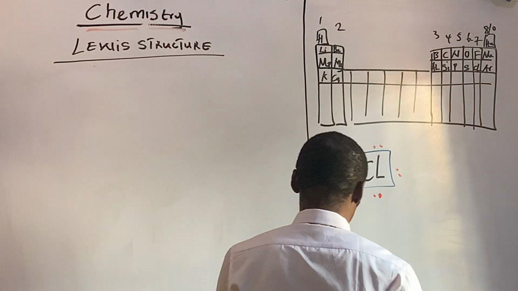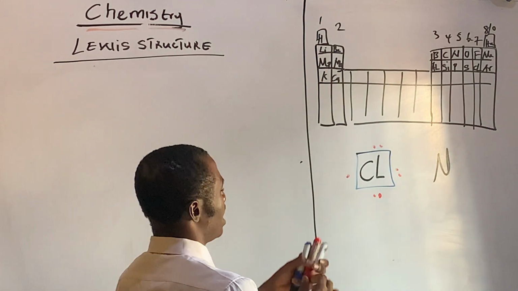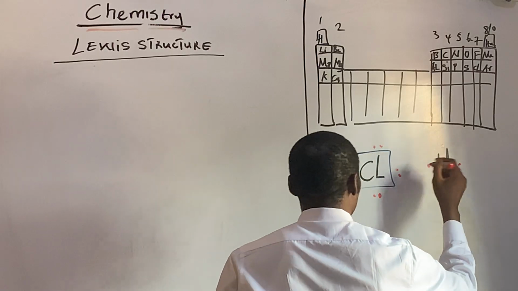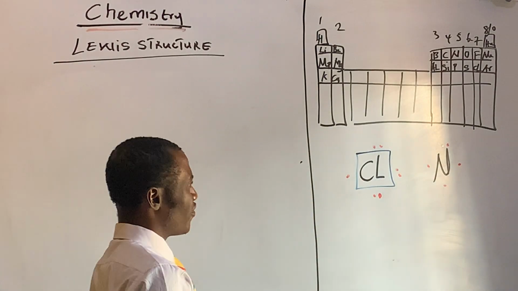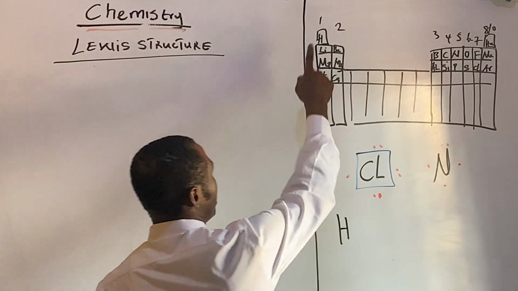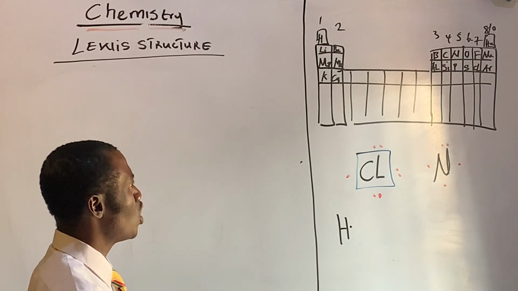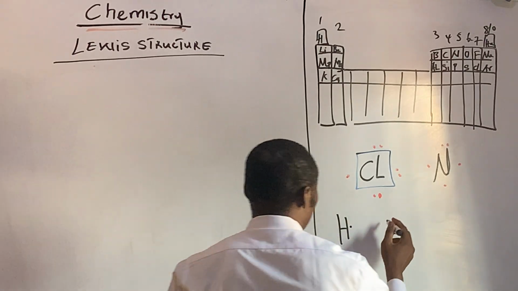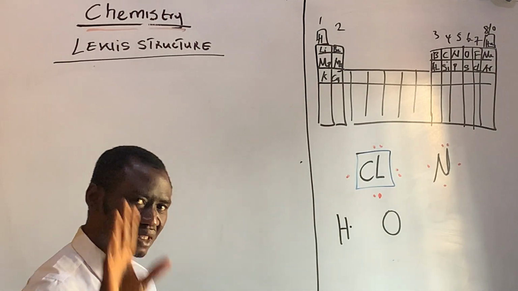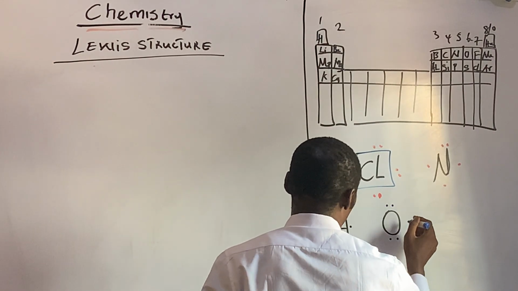What of the Lewis structure for nitrogen? The valence electron of nitrogen is 5. So I can put 1 here, 1 here, 1 here, 1 here, and then if I put a 1 here, that makes it 5. What of hydrogen? The valence electron of hydrogen is just 1. So if I put a 1 beside hydrogen, that's the Lewis structure for hydrogen. What of oxygen? What's the valence electron for oxygen? That's 6. So I'm going to have 1, 2, 3, 4, 5, 6.